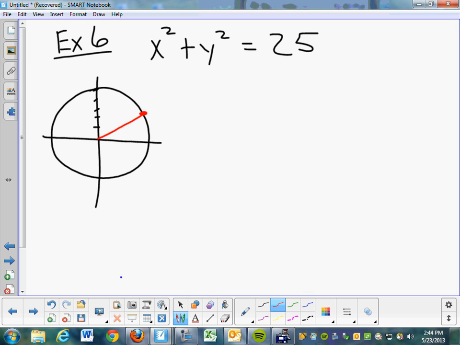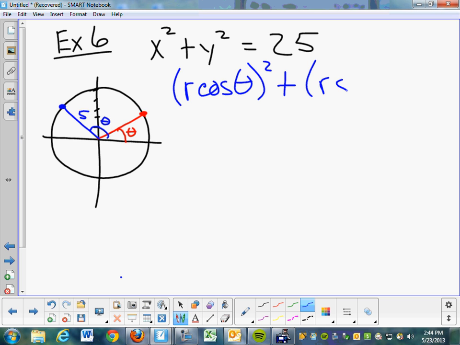Look, right here you have a radius of 5, and you have a theta value. Over here, you have a radius of 5, and you have an entirely different theta value. So theta will just continually go around and around. So, does theta matter at all in this situation? No. It's going to be whatever it wants to be. The radius does matter. Let's insert r cosine theta, square it, plus r sine of theta squared equals 25.